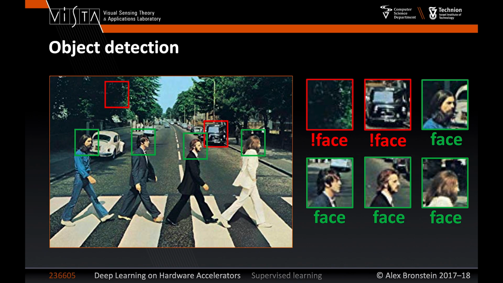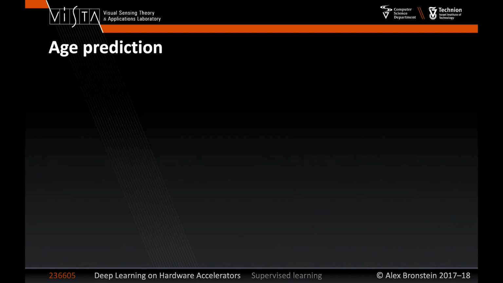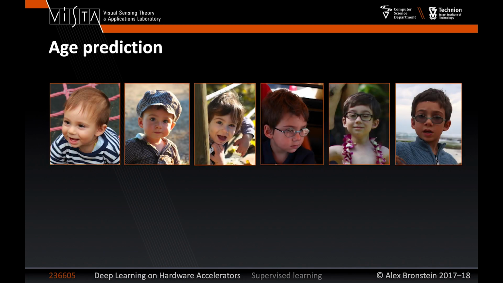Another application that I'm giving you on purpose because it will produce a slightly different output: age prediction. Okay, so suppose I have a sequence of these images. This is my son, by the way. So basically, as the input, you have a face image, and you would like to predict the age.